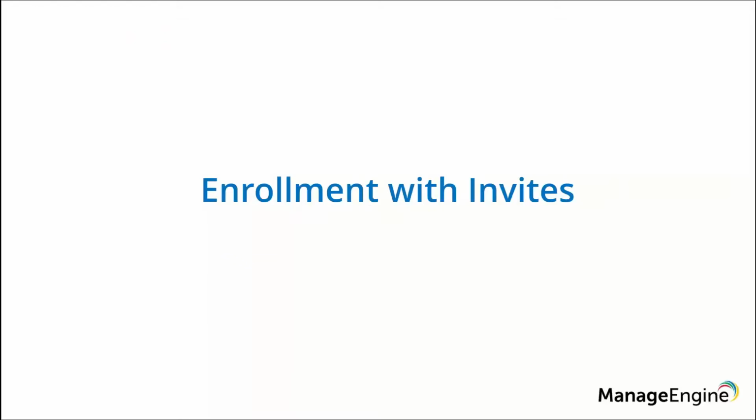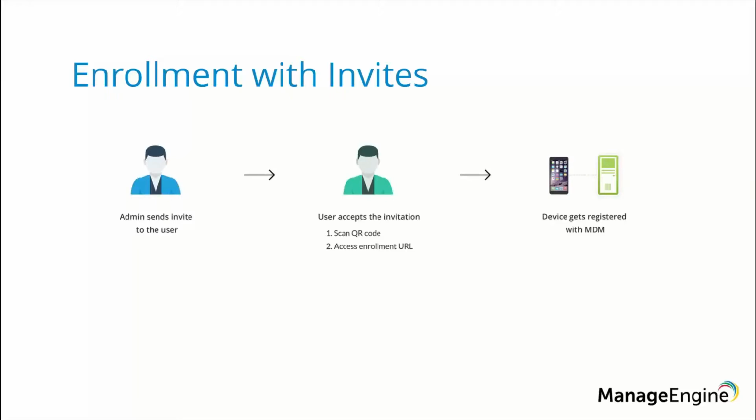So we'll first take a look at the enrollment option through invites, and then we'll move on to discussing the self-enrollment part. For enrollment with invites, this is the basic workflow. So the admin will send an enrollment invite to the user. The user will accept the invitation by either scanning the QR code in the email or accessing the enrollment URL. So once that is done, the device will get registered into MDM.